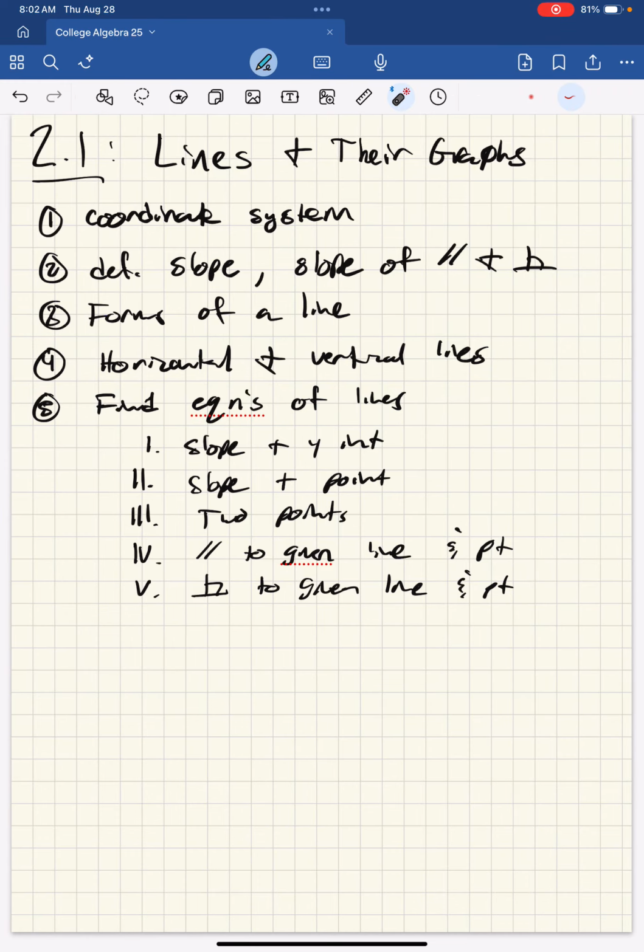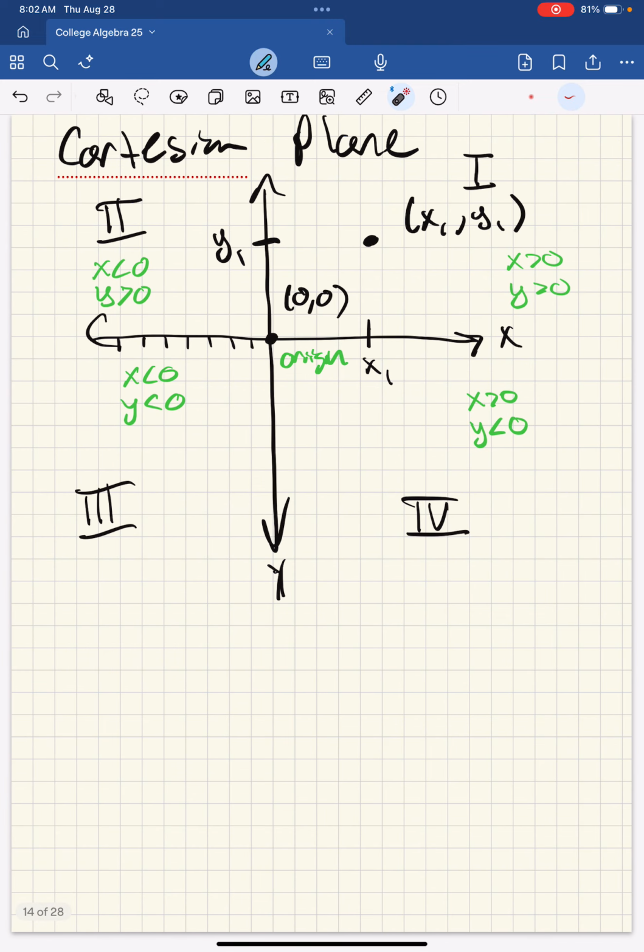2.1 lines and their graphs. So first, let's start off with properly labeling a Cartesian plane. We need an x-axis, a y-axis. We need arrows. Then any point on a graph is known as an ordered pair, which is an x value comma y value.